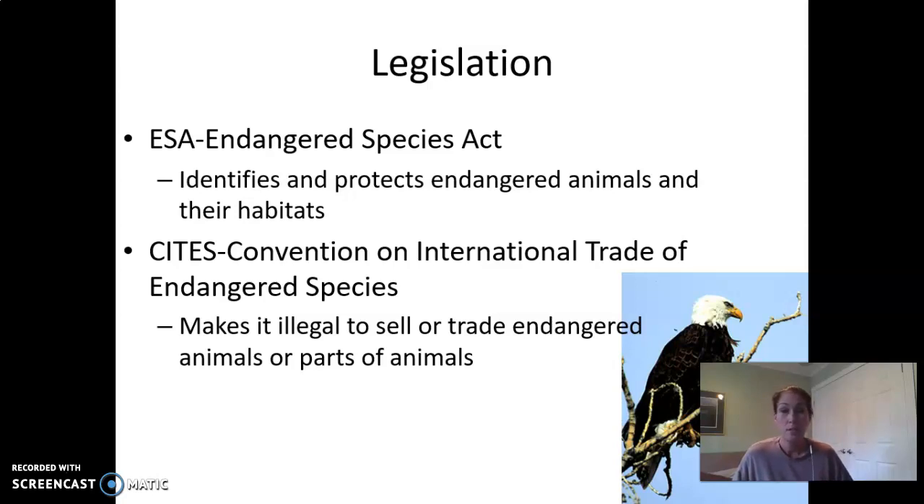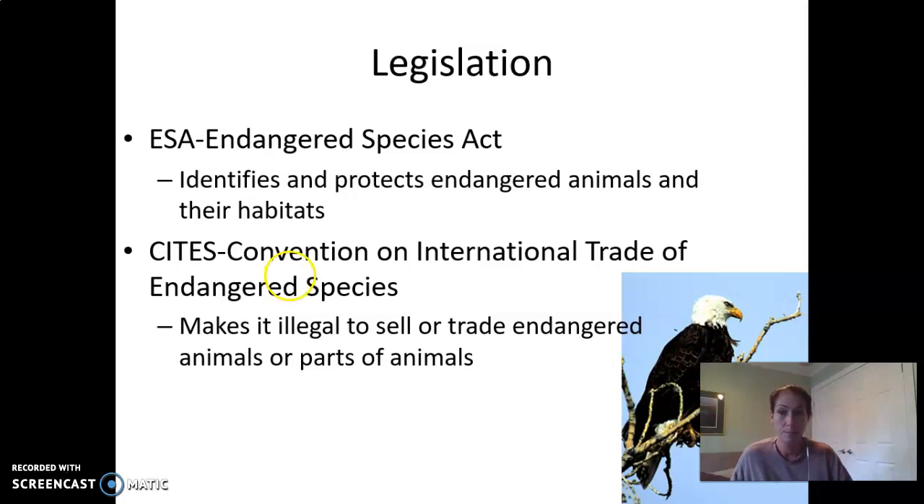Now, CITES is the Convention on International Trade in Endangered Species. This is an international agreement that makes it illegal to trade or to buy parts of endangered species that have been recognized internationally. So it doesn't necessarily prevent you from harming them, but it does prevent you from profiting from it. So these are two laws that you do need to know for the test.